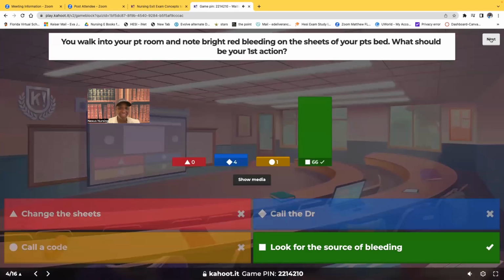All right, only one person said you're going to call a code because you see bright red bleeding. So when you see bright red bleeding, that lets you know that the bleeding is fresh. The patient has active bleeding going on. So the first thing you're going to do, this is an ADPIE question, you're going to assess. Assessment is anything you do to get information, guys. So whether it's asking the patient a question, hey, what's going on? Where's this blood coming from? Or doing a physical examination on a patient, that's an assessment. Looking through a patient's chart, looking through history, anything you do to get information is considered an assessment. And you're always going to assess before you perform a nursing intervention. So that's the first thing you're going to do: look for the source of bleeding.